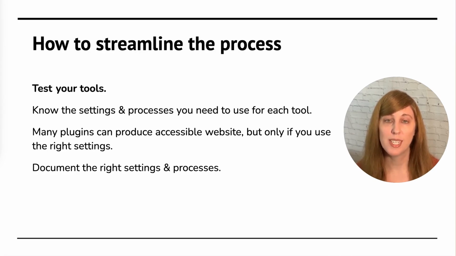You need to know the settings and processes that you need to use for each of your tools. Many plugins can produce an accessible website, but only if you use the right settings. There are a lot of wrong settings that can create an inaccessible website. So it's very important that you document the right settings to use and incorporate these into your processes. This speeds up your operations and improves the consistency of the results that you produce.